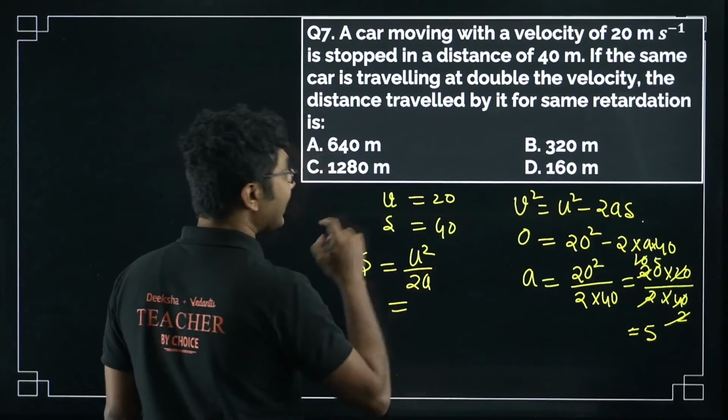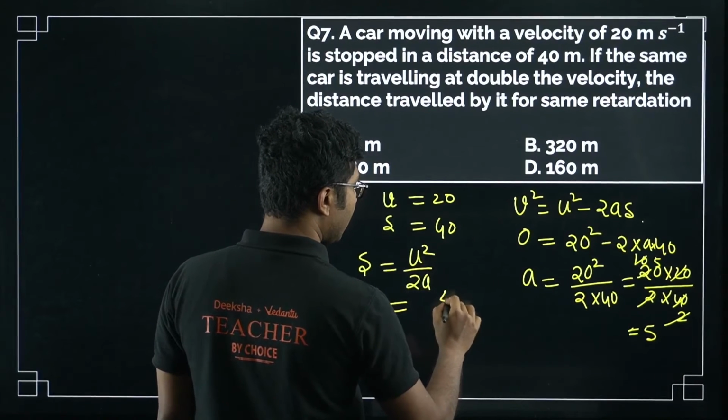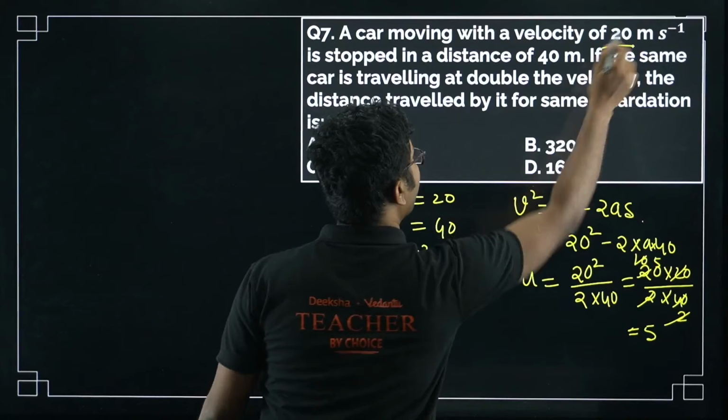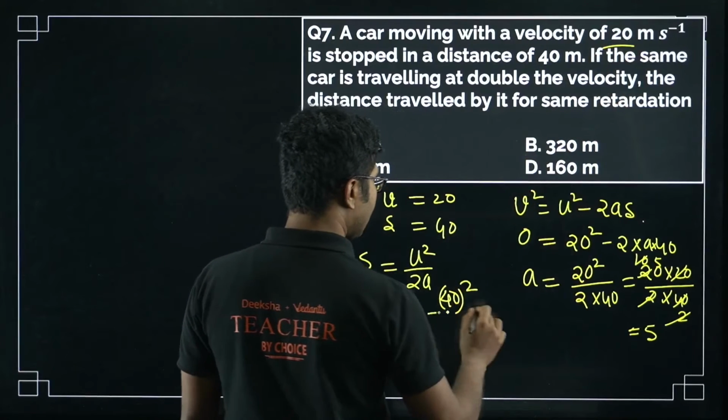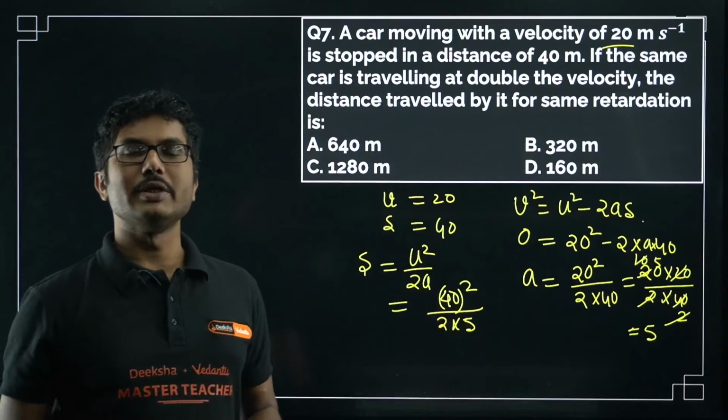So u is now double the initial speed. Double means 40, since 20 doubled is 40. So 40 square divided by 2 into 5. Same car means that the deceleration will remain the same.